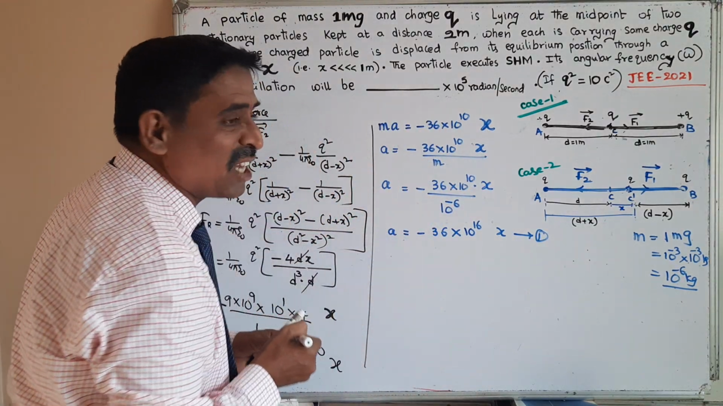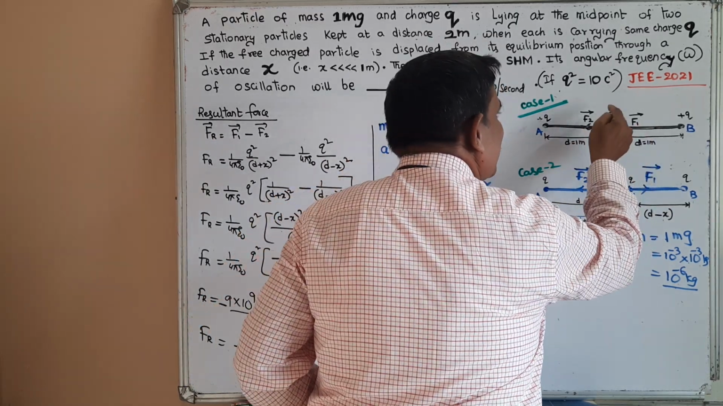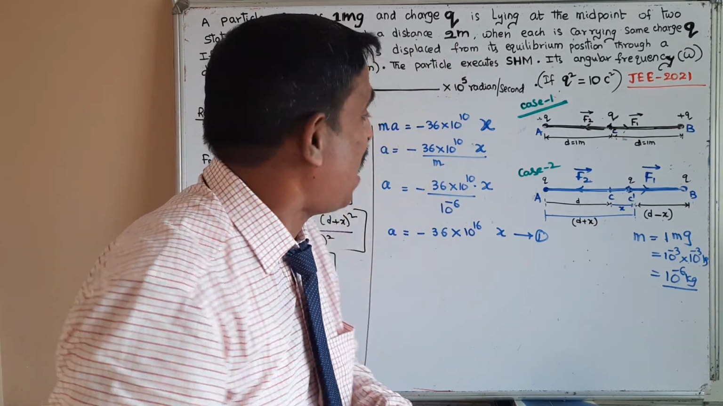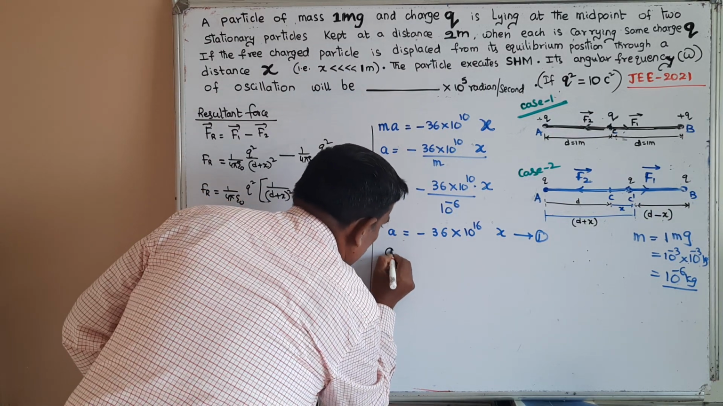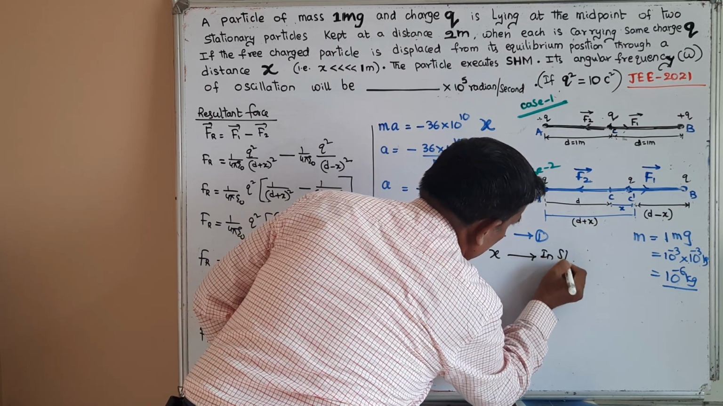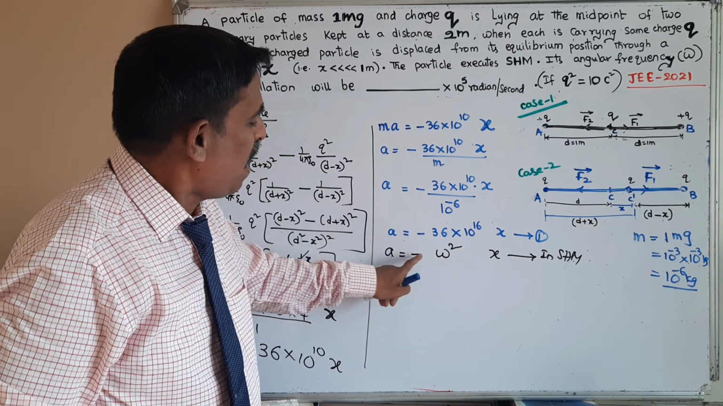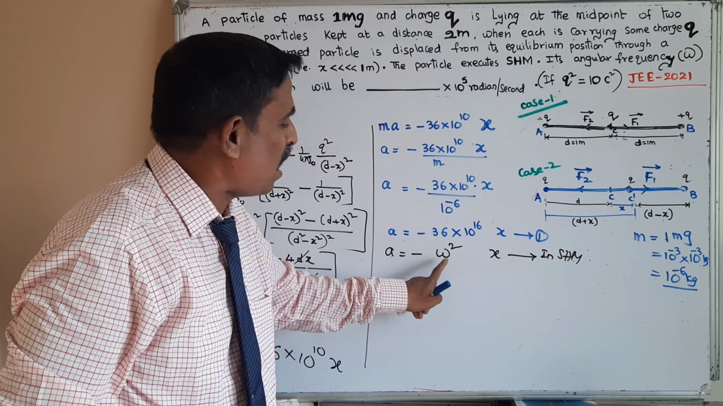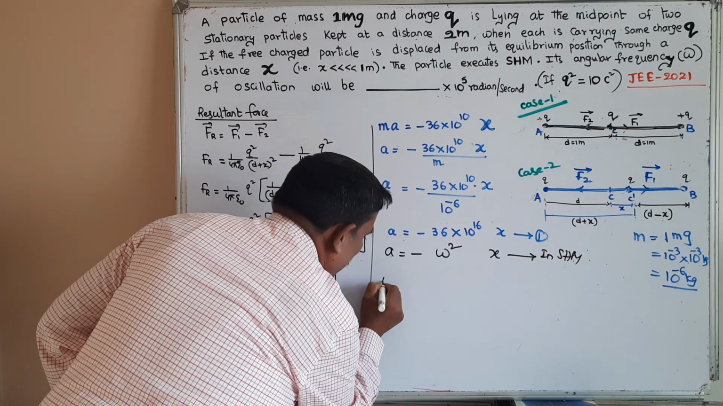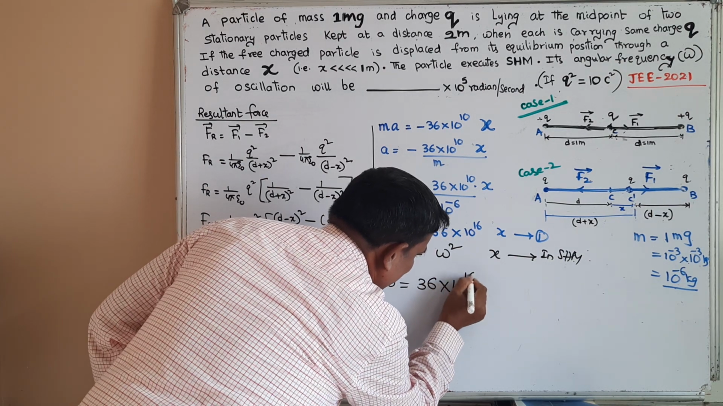A means acceleration. They told very clearly this charge is oscillating to and fro. It is in simple harmonic motion. In simple harmonic motion we have one formula: acceleration A is equal to minus omega square x. You compare these two. Acceleration equal, minus equal, x equal, so omega square is equal to 36 into 10 power 16.